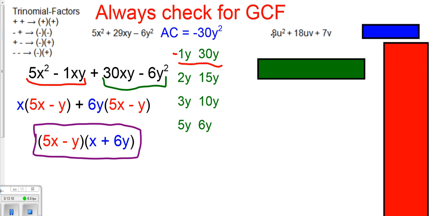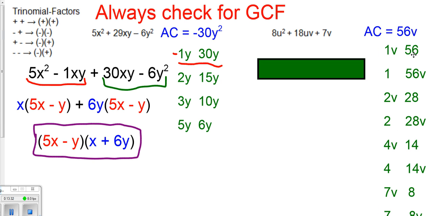Look at another example here. 8u squared plus 18uv plus 7v. We can't take a greatest common factor out of all of these. And there are 3 terms, so we have to do the AC method. A is 8, C is 7v, so AC would be 56v. Now if we look at all the factors, because this isn't v squared, one of them would have a v, the other one wouldn't. So it'd be like 1v and 56 alone.